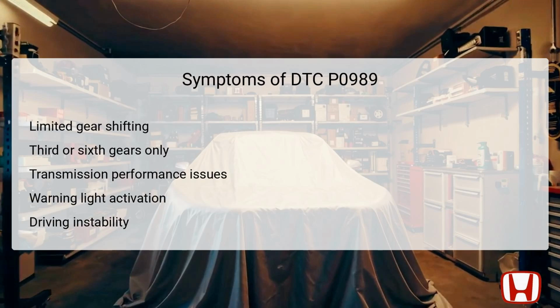The symptoms associated with DTC P0989 primarily manifest as restricted gear shifting capabilities. Drivers will often experience that the vehicle is only able to shift into 3rd or 6th gear, severely limiting driving performance and flexibility. This limitation stems from the fail-safe mechanism that kicks in when the transmission control system detects a fault. Alongside restricted gears, the vehicle may exhibit erratic or unstable driving behaviors, particularly under load or acceleration.